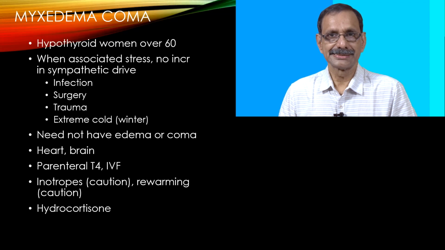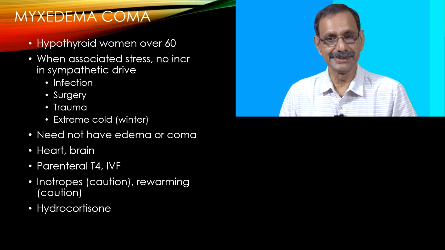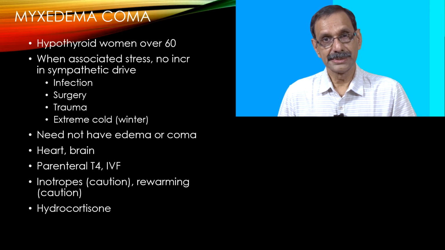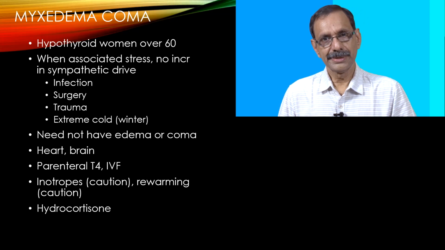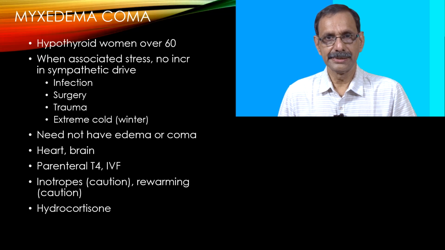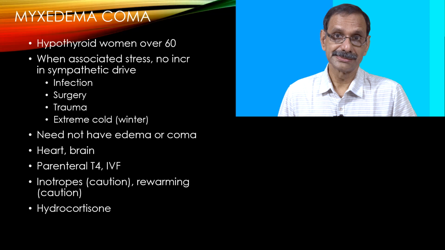Sympathetic downregulation has already happened, so we may have to give more than usual inotrope, and that will produce arrhythmia. So it could be dangerous. So we have to use it cautiously. And this is the only situation where parenteral thyroxine is indicated. Rewarming actually must be done, but it also must be very slow, because rapid rewarming causing vasodilatation means the blood pressure may fall still further.